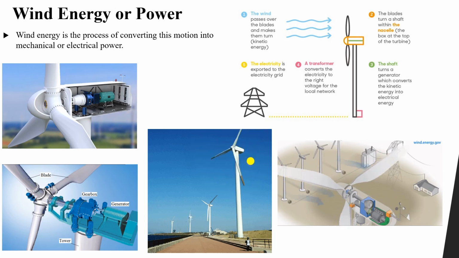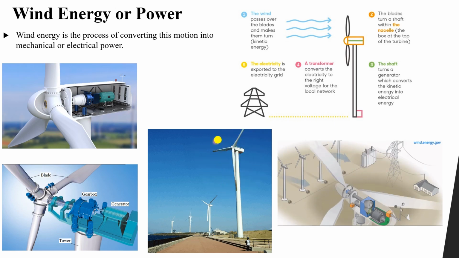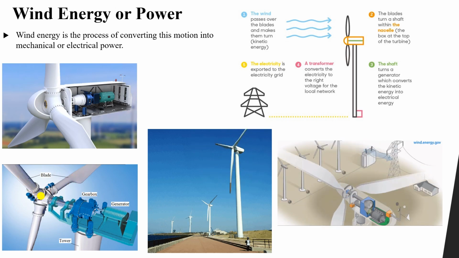Okay, so what happens exactly here? First, the wind passes over the blades and makes them turn. This is called the blade. So we have 1, 2, 3 blades. This one has 3 blades. Now, when wind comes through it, it will start rotating, as you can see here.